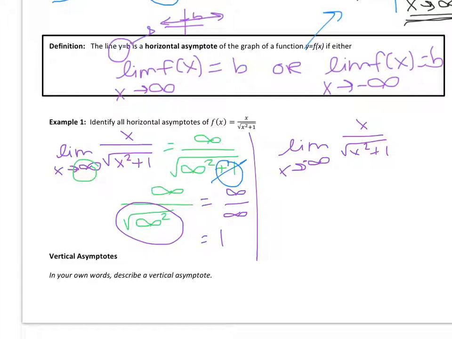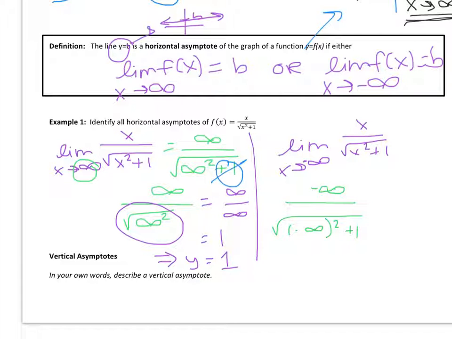Okay, so that tells me then that I have a horizontal asymptote at the value y equals 1. Okay, so I'm just plugging in infinity and then figuring out where I can reduce it to until I get a value as my answer. Okay, and we're going to do the same thing on this problem over here to deal with negative infinity. So I'm going to plug in negative infinity over the square root of negative infinity squared plus 1.